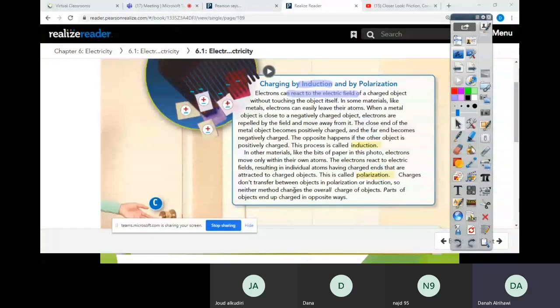Charge doesn't transfer between objects in polarization. Polarization means the electric charge stays in the same object, but some of it moves to the right and the other to the left. The same object has the same charge, but it is rearranged. If you remember yesterday, the electric charge from the wall doesn't transfer. It stays in the wall, but some of it comes close to the balloon, while some is repelled, pushed away from the balloon. Polarization. So in polarization, the electrons react.